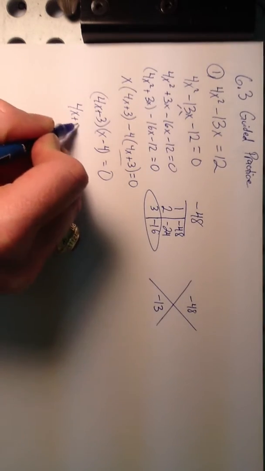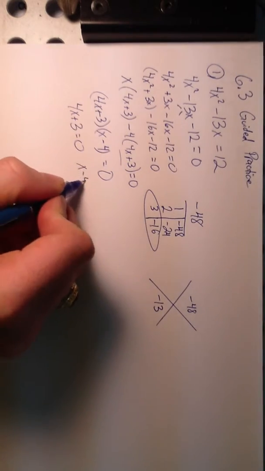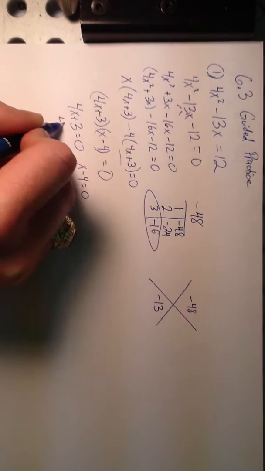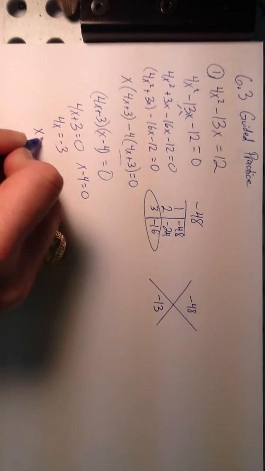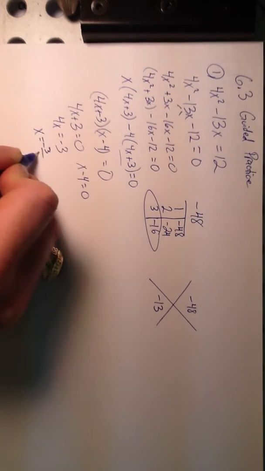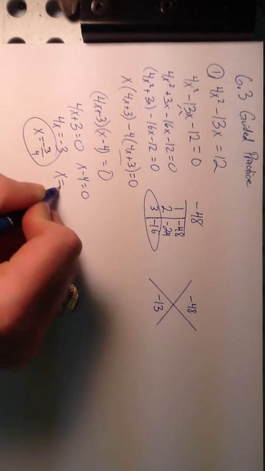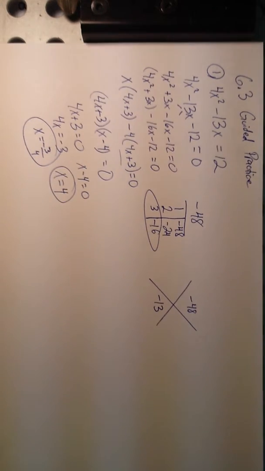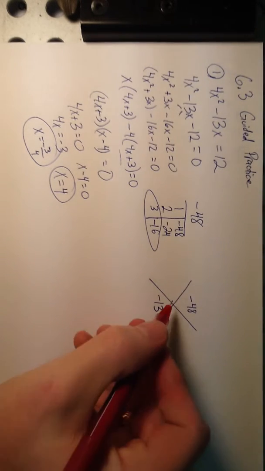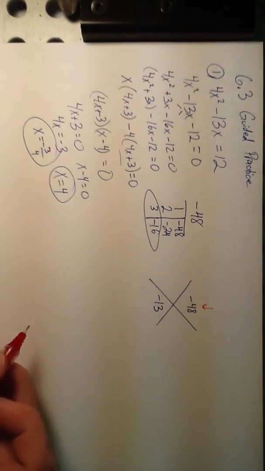So 4x plus 3 equals 0. X minus 4 equals 0. This side takes slightly more work, but it comes out to be negative 3/4. This one equals 4. Now, as far as the x method, for those of you that prefer this method, it's going to go a little bit quicker.